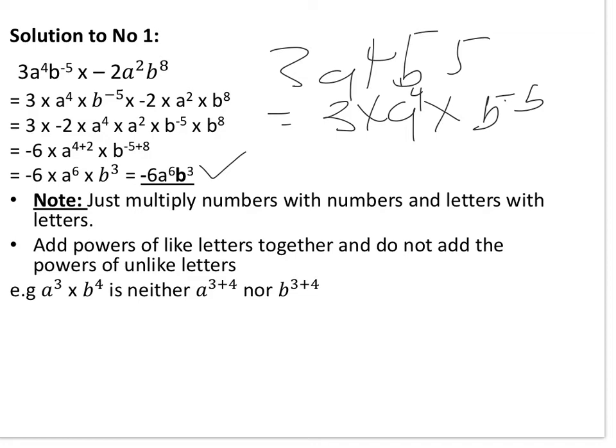You cannot just do, like in this question, a raised to power 4, you now do a raised to power 4 plus minus 5, which is for b. It will not work. So you handle a's and add the powers of a's if you are dealing with multiplication. If it's division, you subtract the powers of a's, after which you go over to b. So add powers of like letters together and do not add the powers of unlike letters.